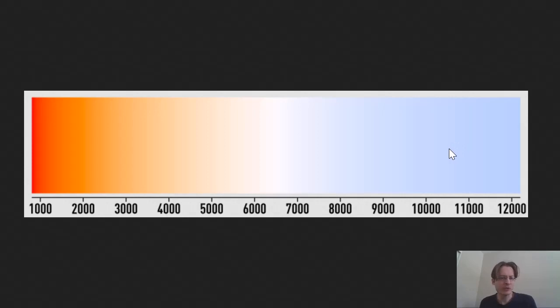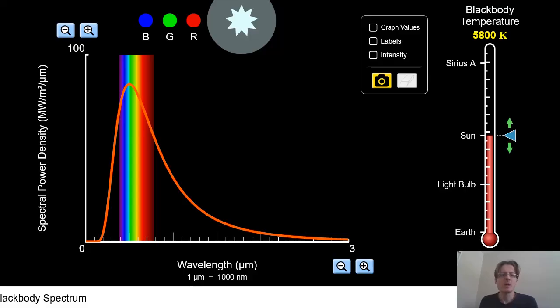Stars, for example, illustrate this. There are stars that are red, there are stars that appear white, like our sun, and then there are even blue hot stars, which are extremely hot. So what's going on here? Well, let's look at the simulation.